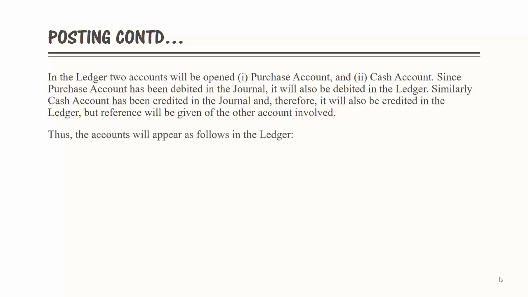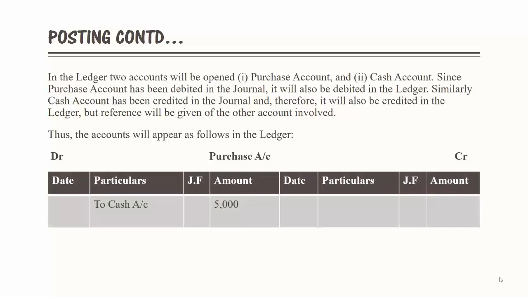Thus the account will appear as follows in the ledger. When we prepare a purchase account, as the purchase account is debited in the journal, it will also be debited in the ledger account, but it will be written as "to cash account". We cannot write purchase account under a purchase account, so we have to write a cash account. We have to give the reference of another account. So under purchase account we have to debit the purchase account, but we have to write it as to cash account rupees 5,000. Now I will show you how to prepare a cash account.